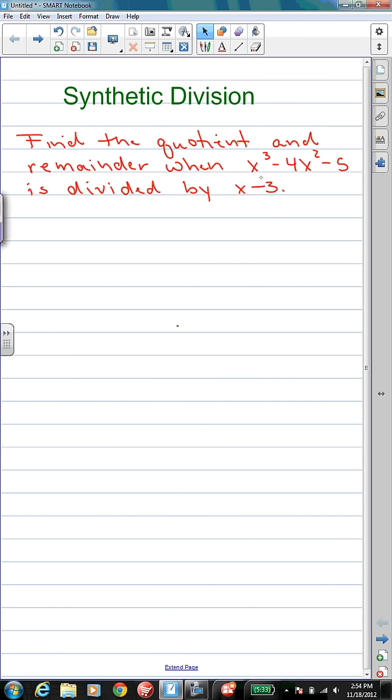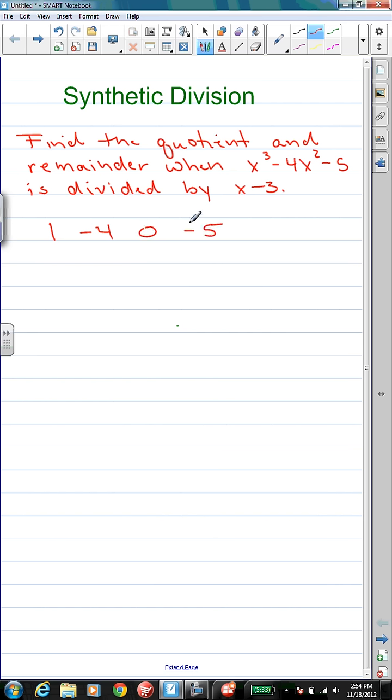So I'm going to start with the coefficients on my x cubed minus 4x squared minus 5. And I notice that one of the powers in the descending order is missing, and that is the x to the first power. So I'm going to start with writing those down. We have 1, negative 4, I have 0 x's, and then a minus 5.